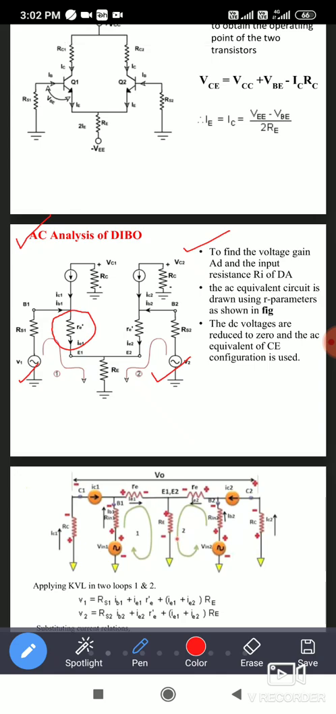Okay. If anyone has any queries regarding today's discussion, you can ask, otherwise we can stop today. In the next lecture, we are deriving the expression of voltage gain AD and input resistance Ri of the differential amplifier. If any queries are there, you can ask, otherwise we can stop.